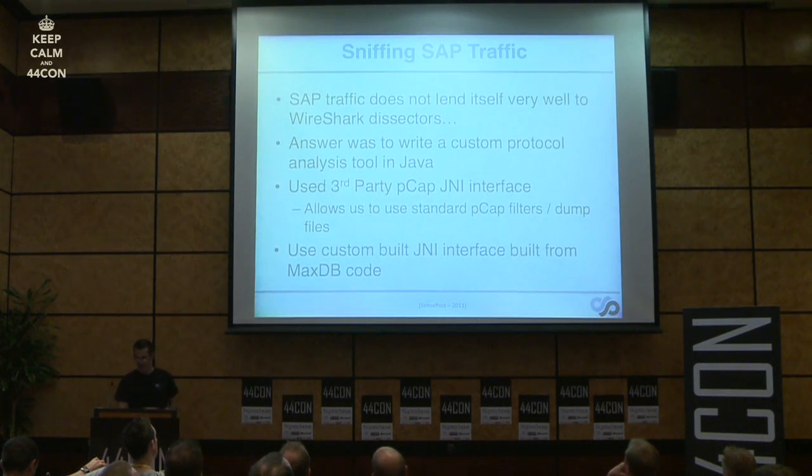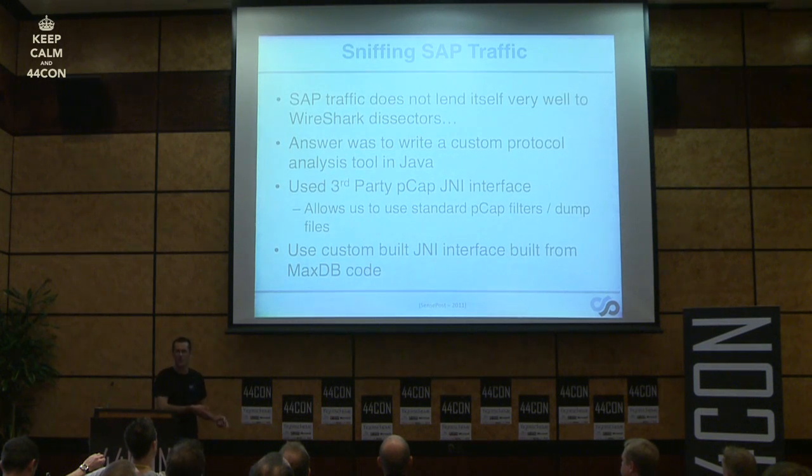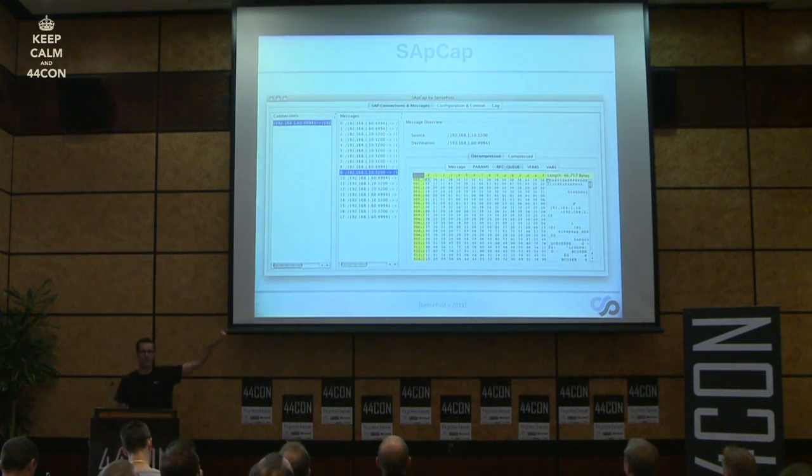Right, if we look at sniffing SAP traffic, it doesn't lend itself particularly well to Wireshark dissectors because you're talking about fairly large messages. They spread over a whole bunch of packets, so it gets very confusing. I was originally thinking of doing it with Wireshark. Eventually I decided I'd go along and use Java and build a tool. It's a custom protocol analysis tool. So I'm using a third-party Java native interface, JNI PCAP interface, because this allows us to sniff directly from the network. We can also use standard PCAP filter strings. We can also read standard Wireshark dump files, etc. And then what we've done is build a custom JNI interface from the MaxDB code. So this will give us a whole bunch of functions which we can use to decompress information. And basically it looks like that. I sort of group connections together. It'll show me all the parsed and assembled messages.